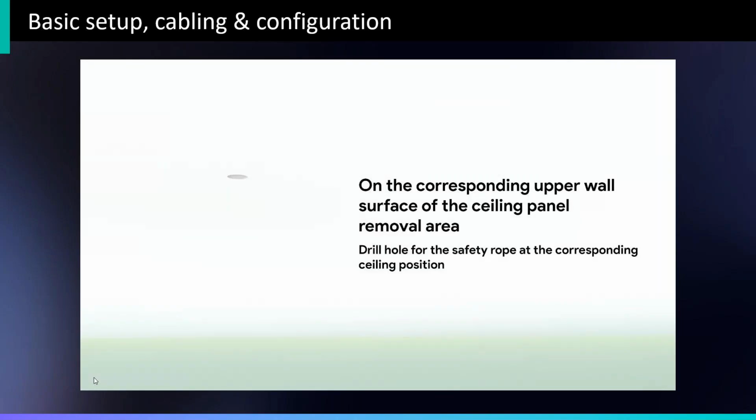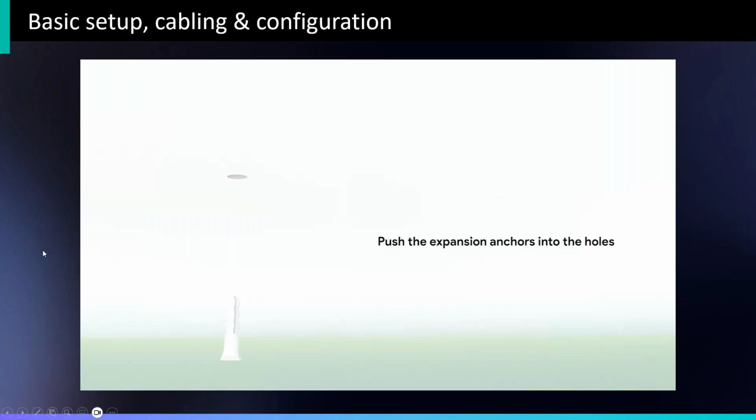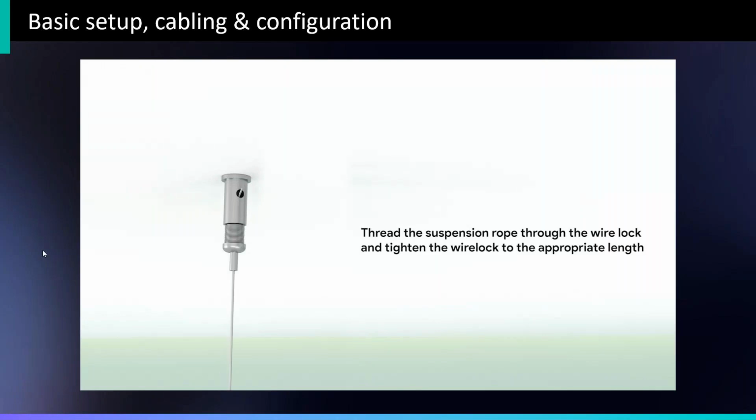On the corresponding upper wall surface of the ceiling panel removal area, drill holes for the safety rope at the corresponding ceiling position. Push the expansion anchors into the holes. Use expansion screws to fix the wire lock. Thread the suspension rope through the wire lock and tighten the wire lock to the appropriate length.